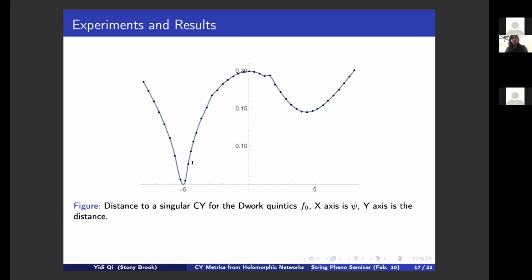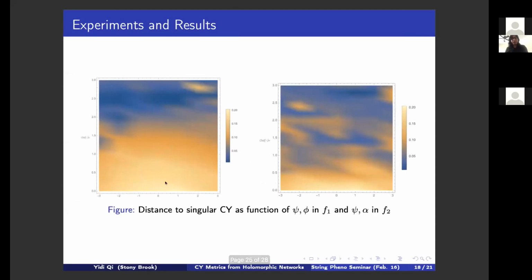And here's a plot of the distance to the singular Calabi-Yau for the quintics, where x is the parameters and y is the distance. You can see there's a local minimum around 5, and then you have a minimum around -5. And these are two plots for the distance over the parameters in f1 and f2.